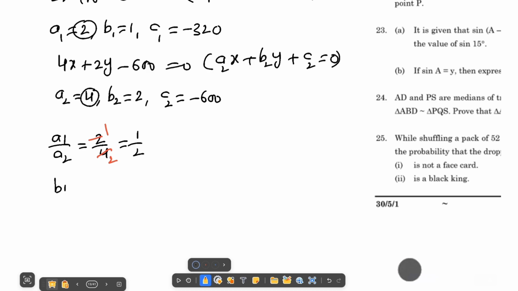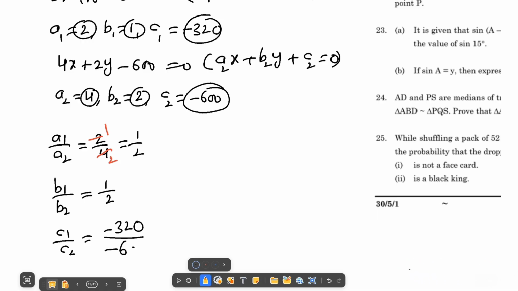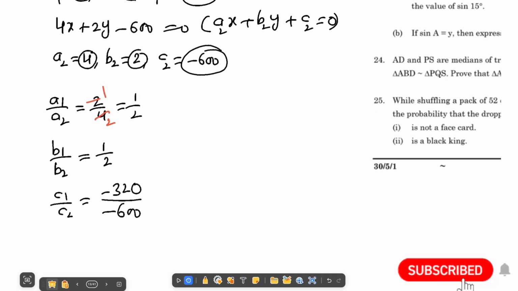Next, b1 by b2. What is the b1 value? b1 is 1 and b2 is 2. So 1 by 2. Next, c1 by c2. c1 is minus 320 and c2 is minus 600. So cancellation is possible.